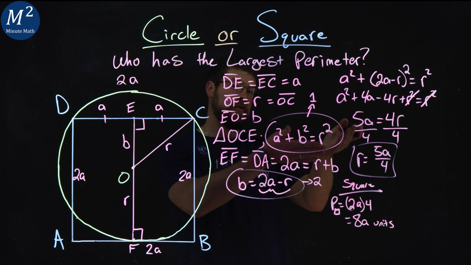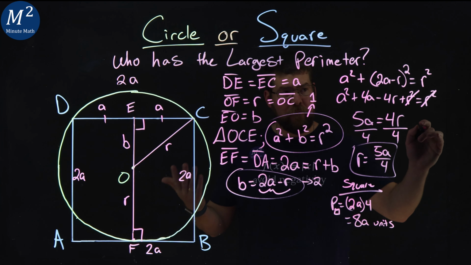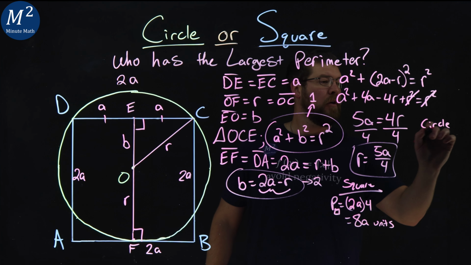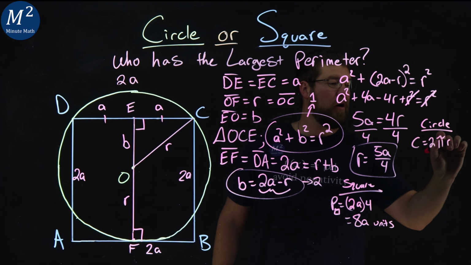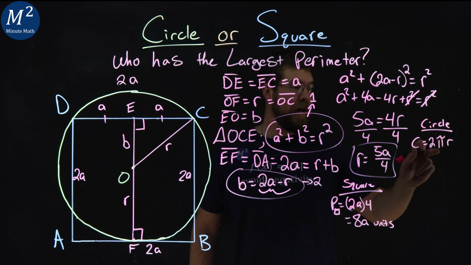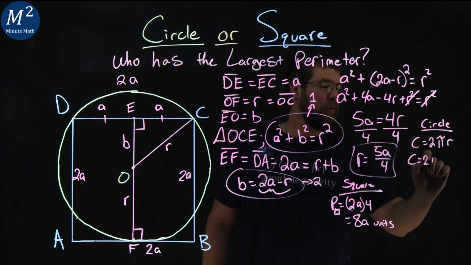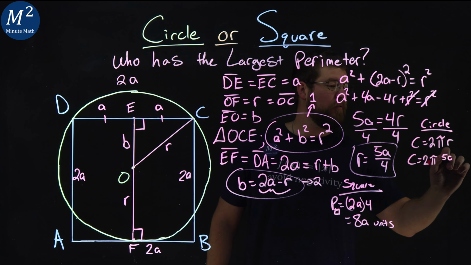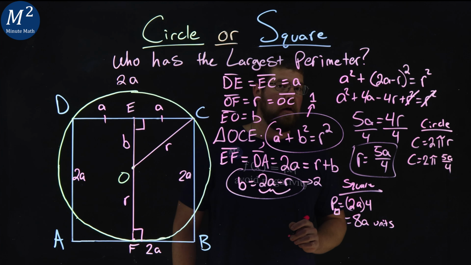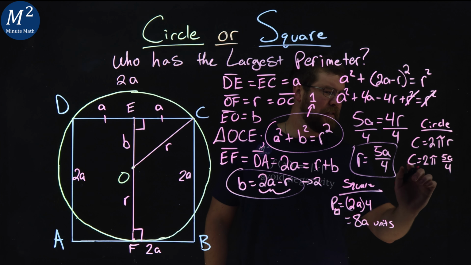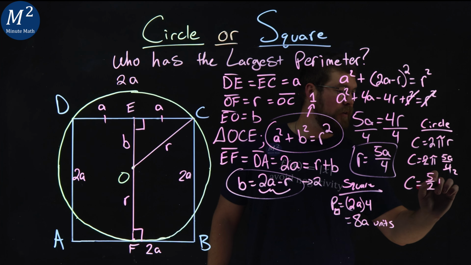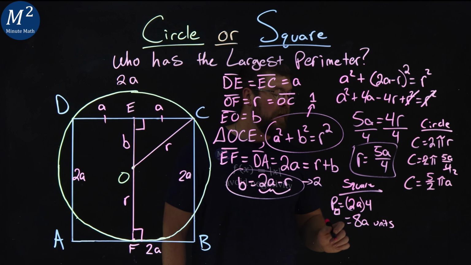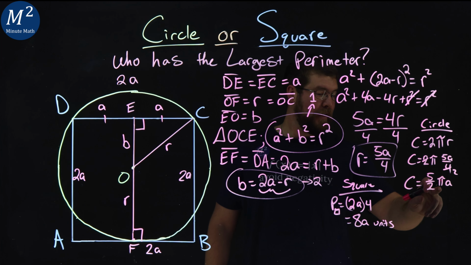Now we have r in terms of a, so we want to find the circumference of the circle, which is circumference equals 2 pi r. But now we have r in terms of a, so circumference equals 2 pi times 5a over 4. From there, we want to simplify. This cancels, we get 2. So really our circumference is 5/2 pi times a.